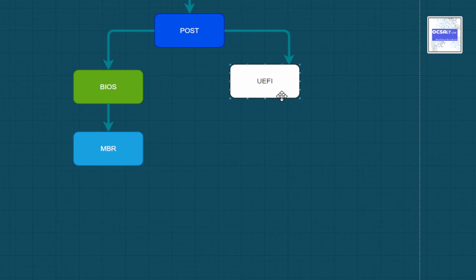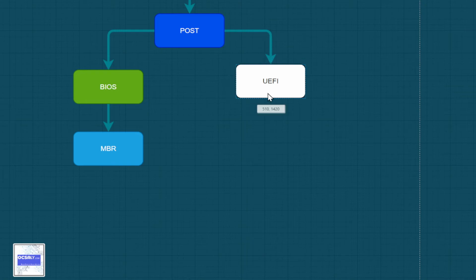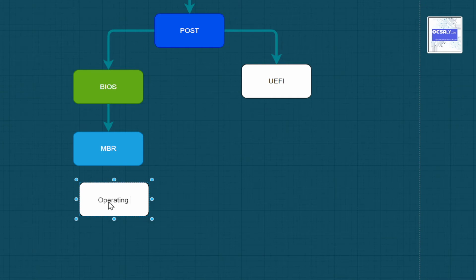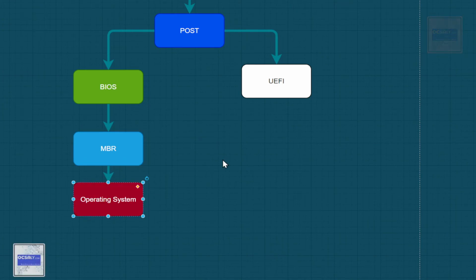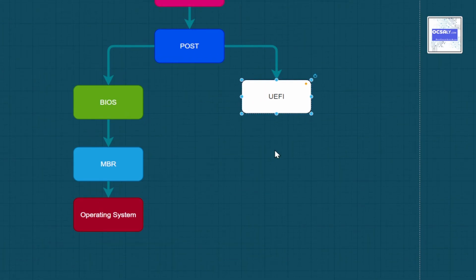The operating system completes the boot process here. After the operating system loads, the computer is started and you can use the computer. So then let's go to UEFI.